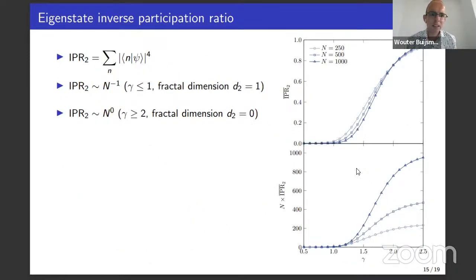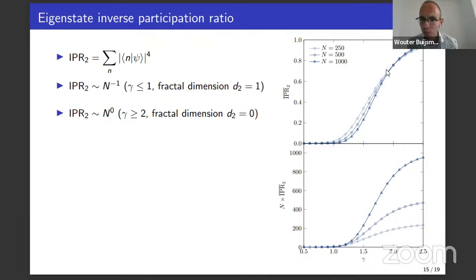Next, we focused on the eigenstate inverse participation ratio, which is given by the overlap of the eigenstates of the Hamiltonian with the basis states, individual elements to the power 4. So it's essentially the second moment of the eigenstates. For gamma smaller than 1, we have fractal dimension 1, so we expect this quantity to scale as 1 over N. While for gamma larger than 2, we have fractal dimension 0, so then we expect this quantity to be a constant.